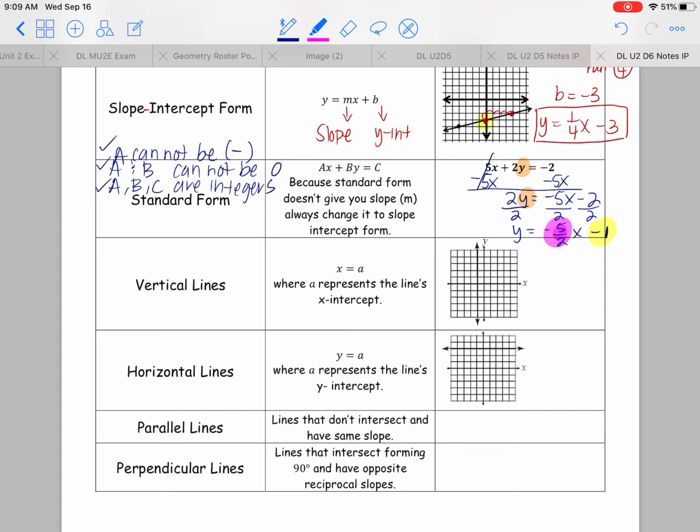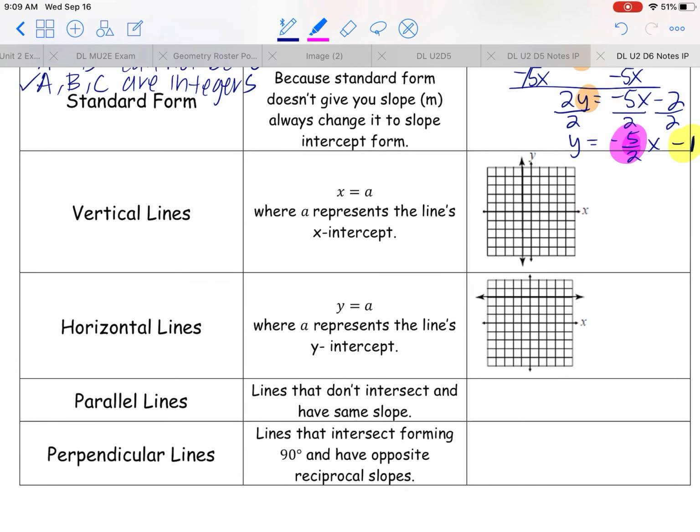I also want to make sure that we review what vertical lines look like and what the equation of a vertical line will be. Vertical lines have the equation x equals a, where a represents the line's x-intercept. So for example, guys, if I give you x equals 7, I know that this line will be intersecting at 7 on the x-intercept. So x-intercept on the x-axis, I'm sorry. So we're gonna count 7, like about right here. So I'm gonna draw a vertical line right there.